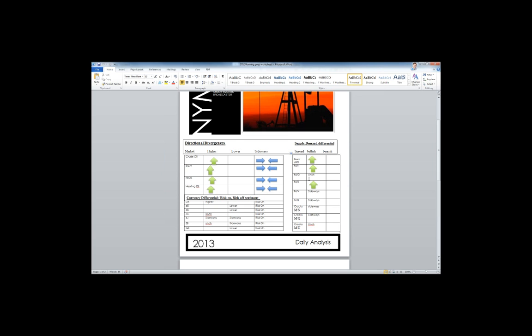Crude's now trading higher, so we do have another check on our box called the risk-on, risk-off differential. And risk-on, risk-off sentiment and the currency differentials are working bullishly for crude, obviously, and they are pushing prices higher.